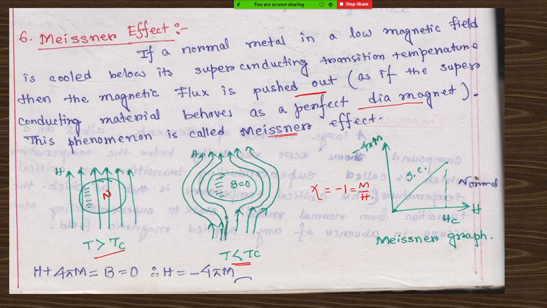This graph is minus M versus H, so the nature is linear. You can say minus M is nothing but H. This is in Gauss unit and this is in SI unit. In SI unit also, the nature is linear. Okay, so this is the Meissner curve.